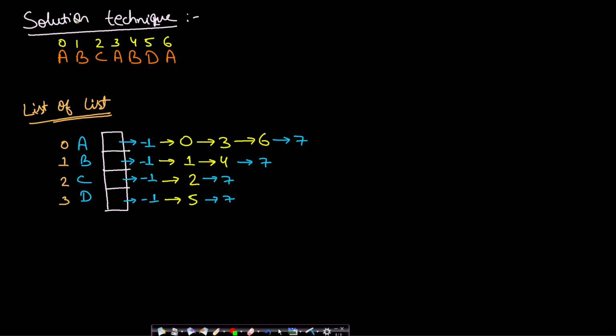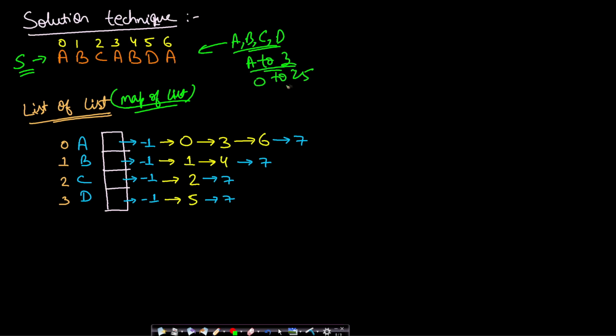Now the solution technique will be to keep track of all the window sizes, like the left-hand side window and the right-hand side window sizes. In order to do that, given a string S, you can maintain a list of lists or a map of lists, where the map's key will be the unique characters which you are solving for. It can also be a list of lists where the indexes are given. In this case, I have only A, B, C, D as the unique characters, but in the problem statement you can have from A to Z, which is from 0 to 25, a total of 26 characters.